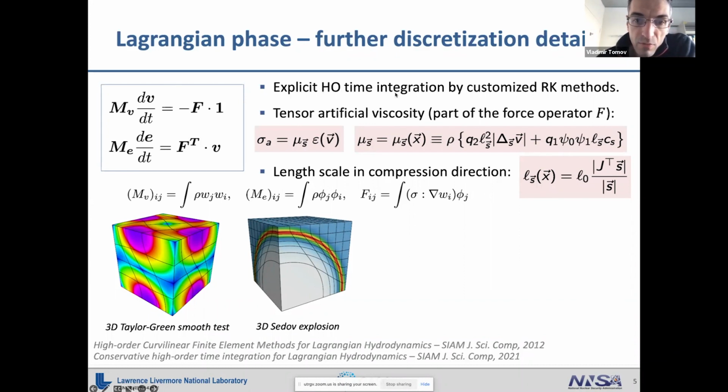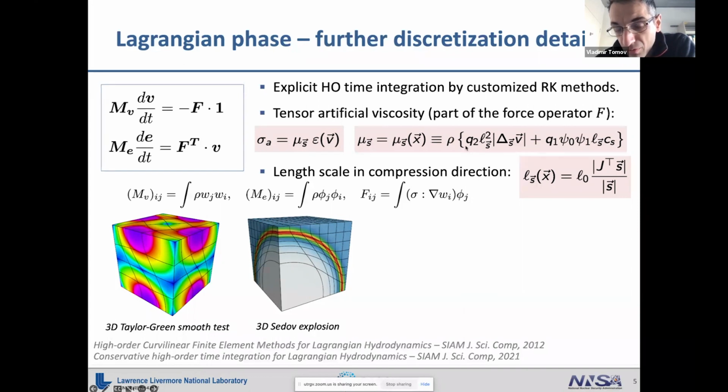One needs to be careful with conservation. We have customized RK type methods to make sure momentum and total energy is conserved. Some critical details here. The artificial viscosity is very important. This is one of the options we have.